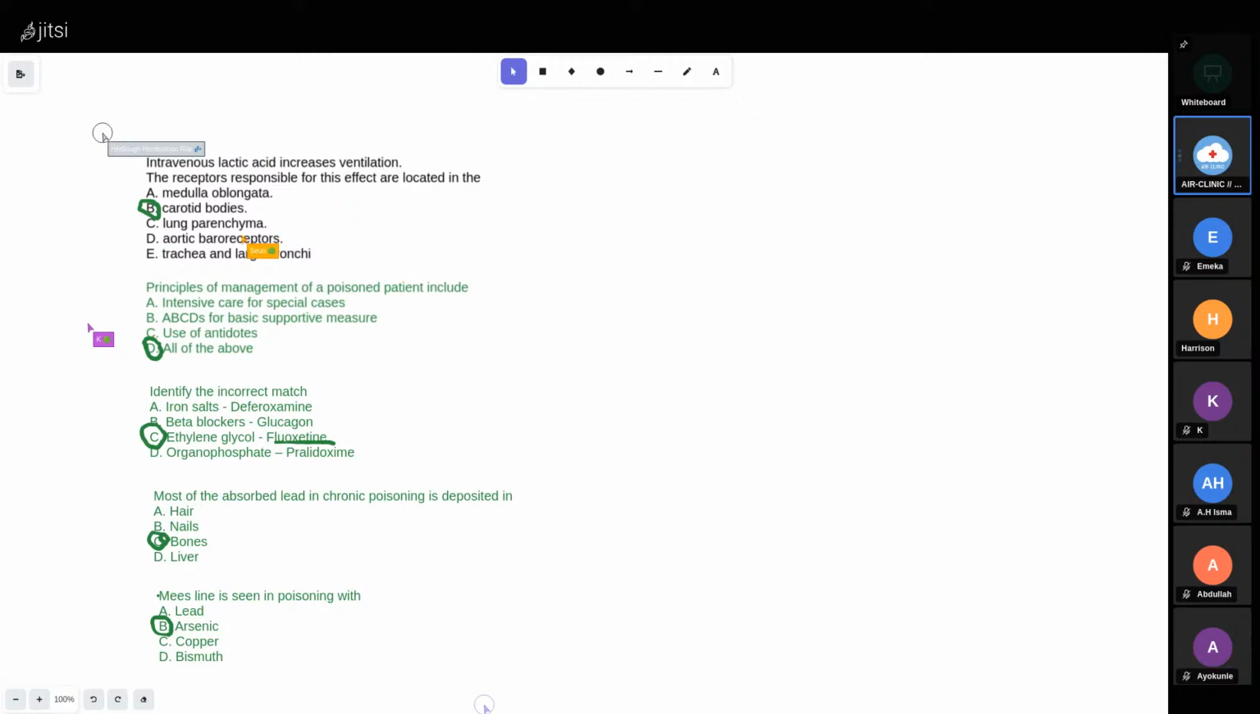Opioids like morphine, heroin, fentanyl. Naloxone. Okay, who answered? Benzodiazepines like diazepam, lorazepam. Flumazenil.